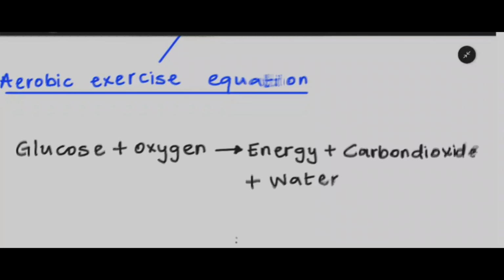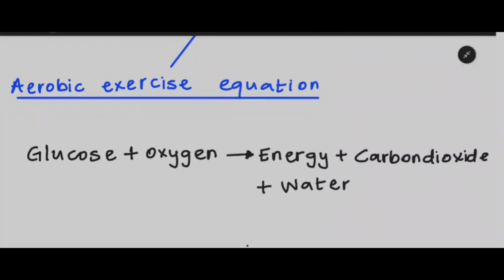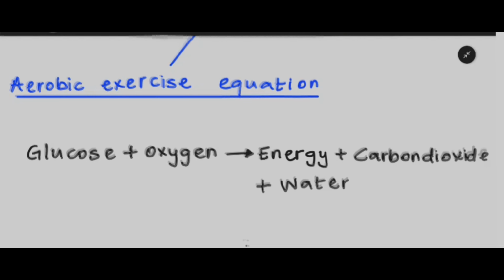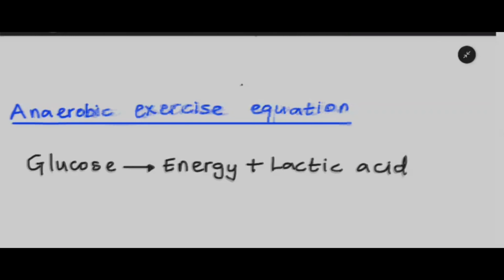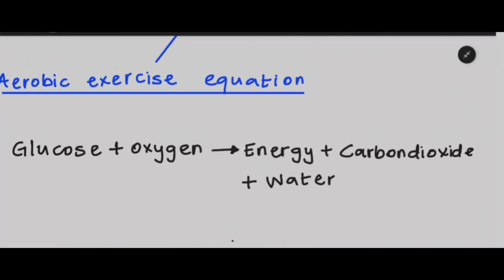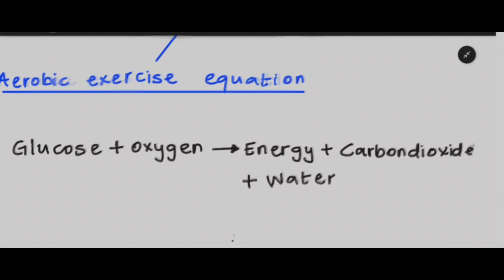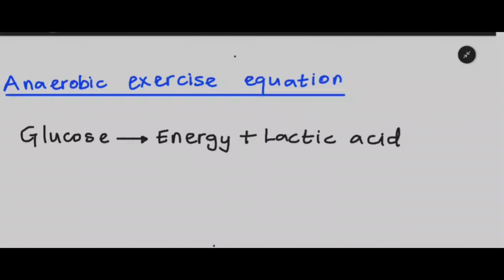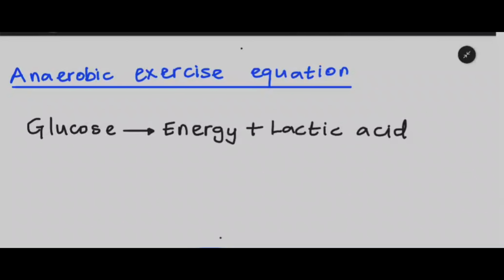And these are the word equations. The word equation for aerobic exercise, we have glucose plus oxygen equals energy plus carbon dioxide or CO2 plus water or H2O. But word equation, you wouldn't use the symbol, so it's written out in full. And then anaerobic exercise equation, we have glucose gives you energy plus lactic acid.